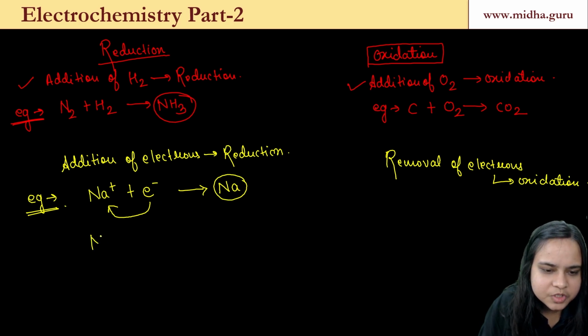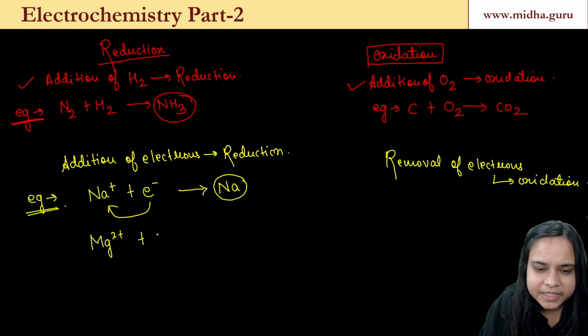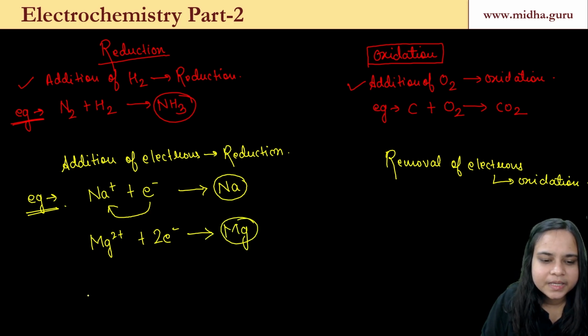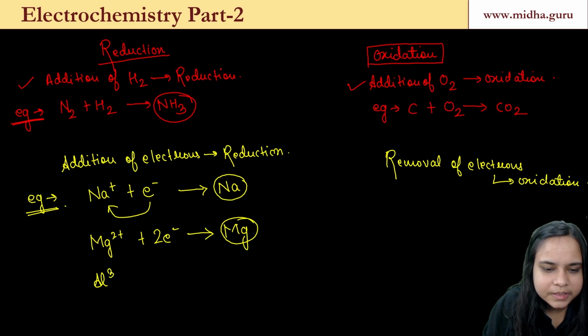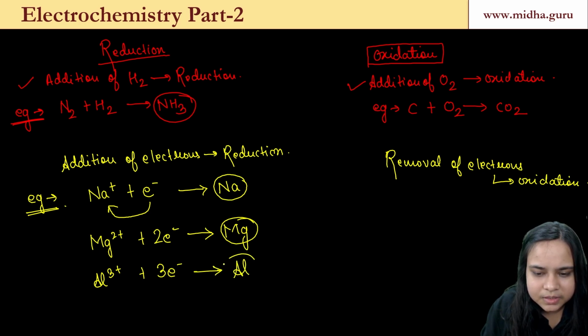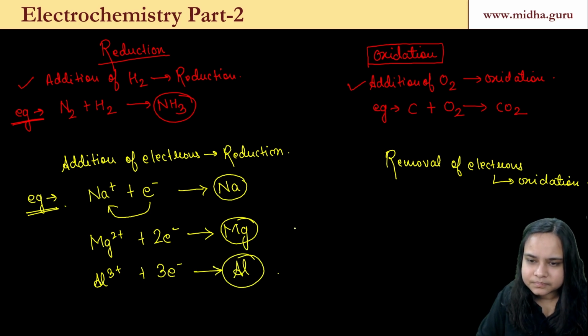Then we have Mg2+. To nullify this positive charge, we need 2 electrons. And after gaining 2 electrons, it becomes Mg as a whole atom. Then we have Al3+. It has to gain 3 electrons to become a neutral atom. So this becomes a neutral atom.